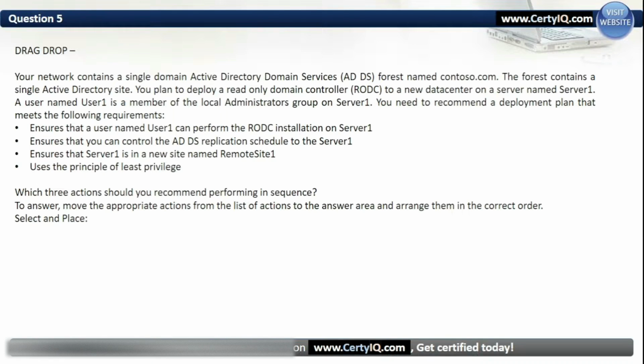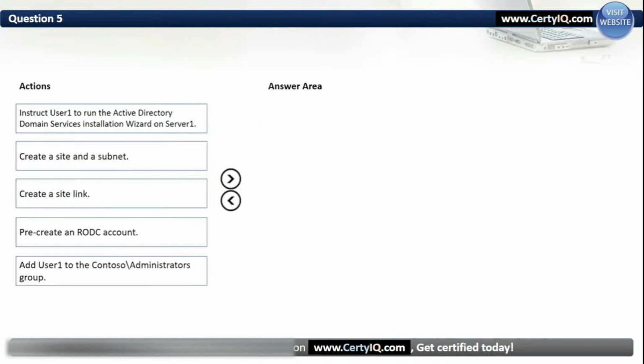To answer, move the appropriate actions from the list of actions to the answer area and arrange them in the correct order. Select and place. The actions provided to us are: instruct user 1 to run the Active Directory Domain Services installation wizard on server 1, create a site and a subnet, create a site link, pre-create an RODC account, add user 1 to the contoso/administrators group.